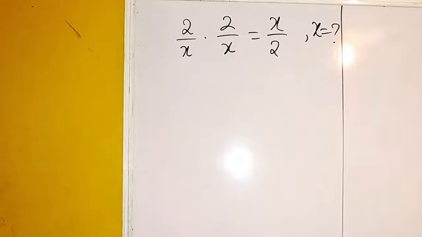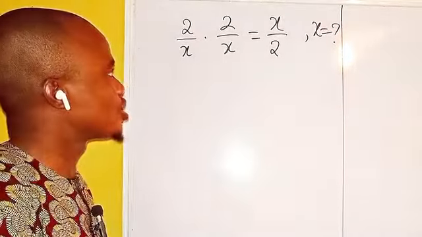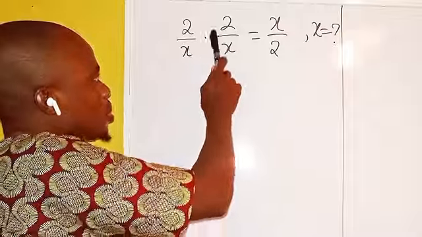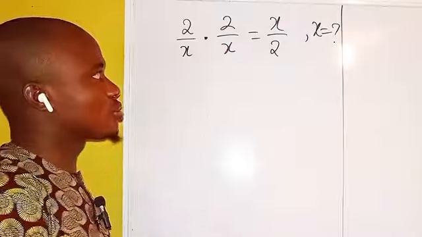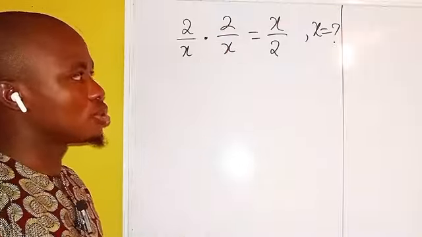Now we have this problem here. Let's see how we can solve this. 2 over x plus 2, multiply, sorry, this is a dot, 2 over x equals x over 2. So what are we going to do?